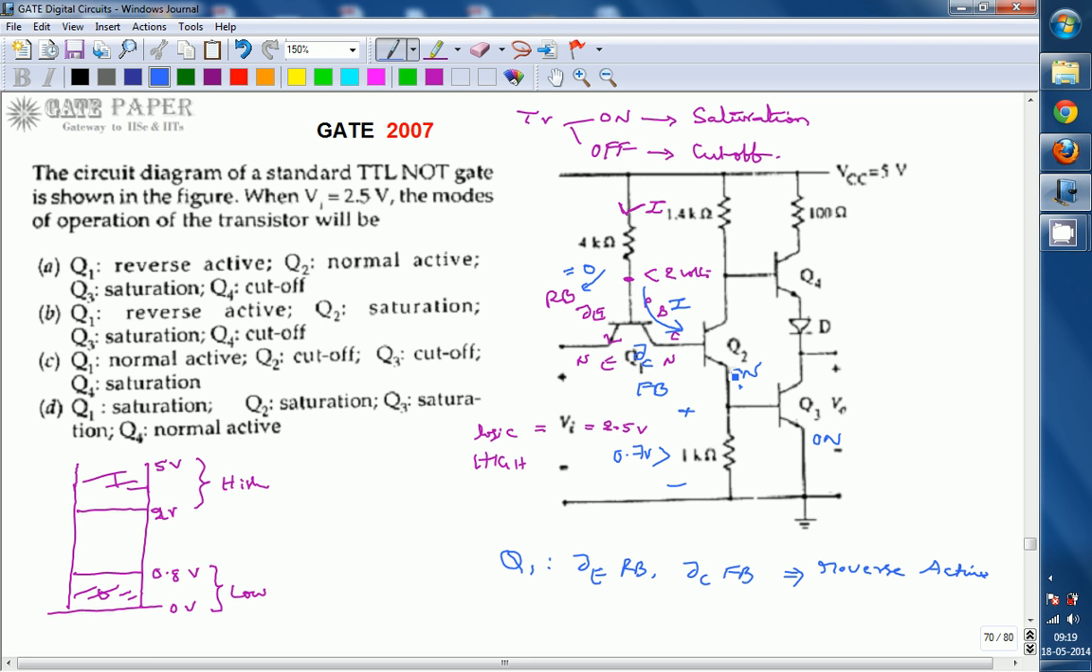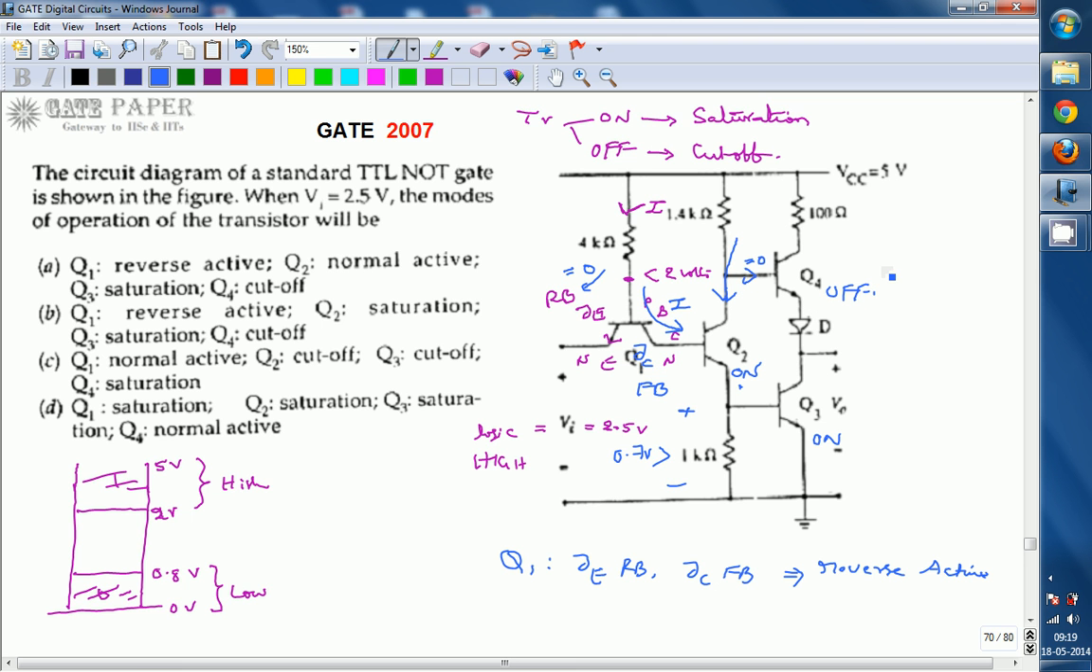Whenever Q2 is on, a large current flows through this 1 kilo ohm, and a small current goes through the base of Q3. But this large current makes a large voltage drop across this 1 kilo ohm, and that voltage drop is going to be greater than 0.7 volts, that is VBE active, VBE saturation. By that time Q3 comes into the on condition, and the current coming from this 1.4 kilo ohms entirely goes in this direction, and no current flows through this one. Q4 will be in the off condition.